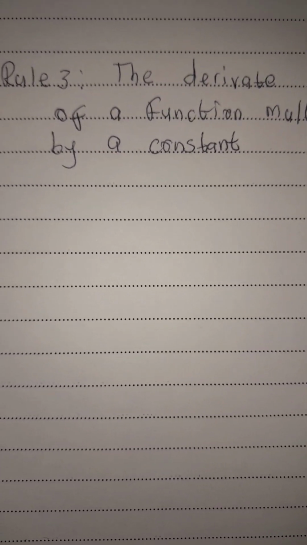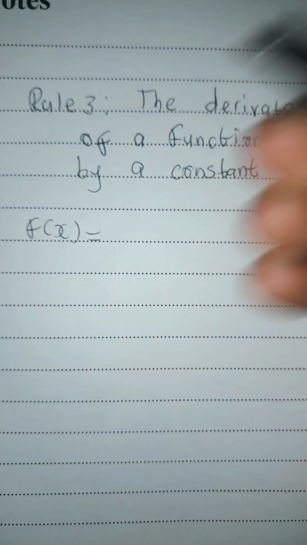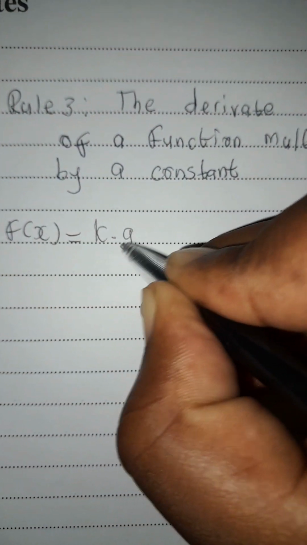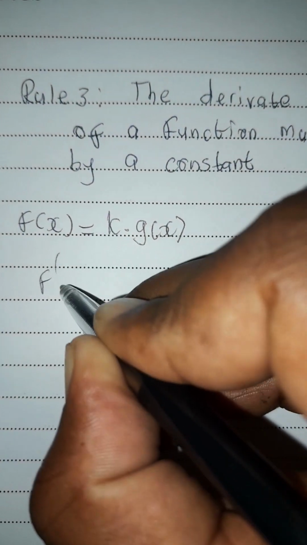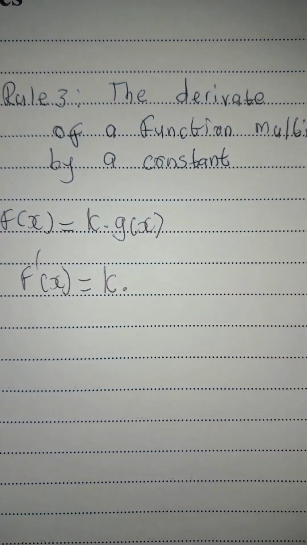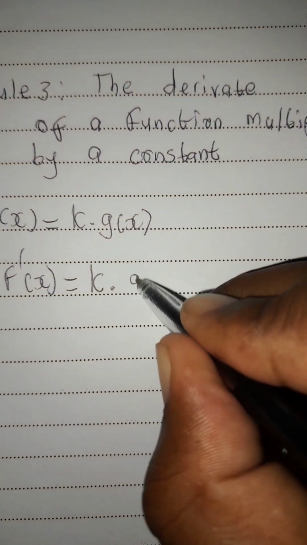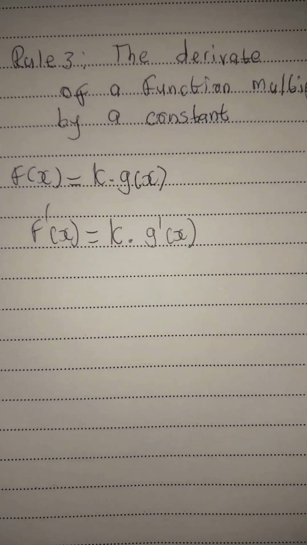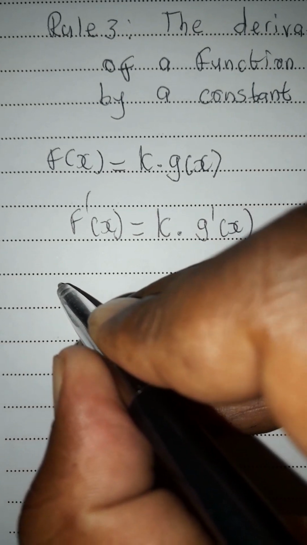Let's consider if f of x is equal to, let's say we are given k multiplied by g of x. So what will be the derivative? The derivative of f of x will be k, where k is a constant real number, don't forget that, then the derivative of g of x. Okay, so that's the third rule. So let's apply that rule.